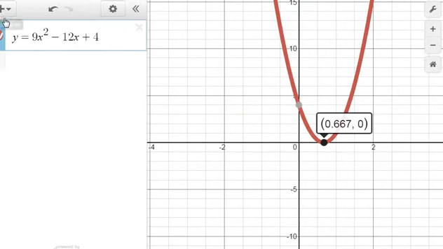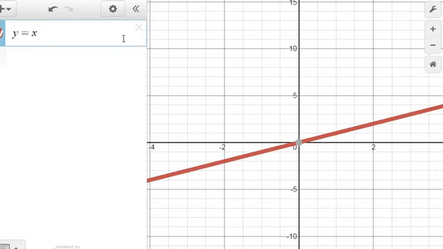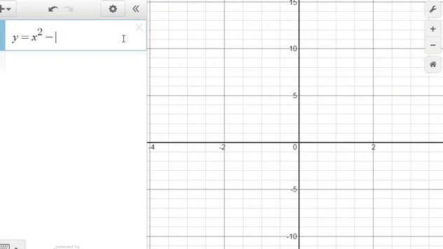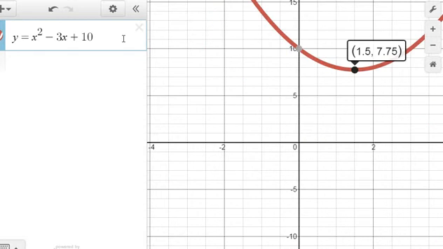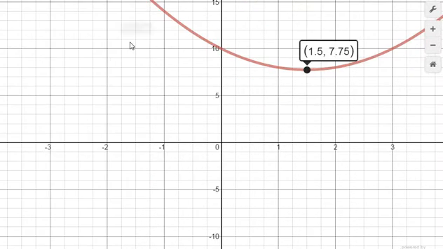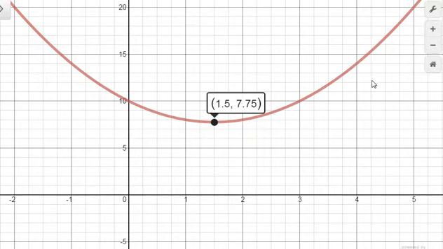So let's put in a new graph. It'd be x squared minus 3x, and what was it, plus 10? Yeah, plus 10. So the question is, where does this graph cross the x-axis? And the answer is only in your imagination, right? There's no real solutions here. It doesn't touch the x-axis. So, nice.